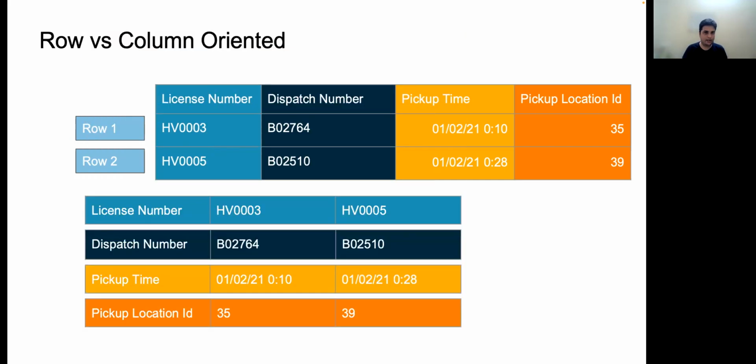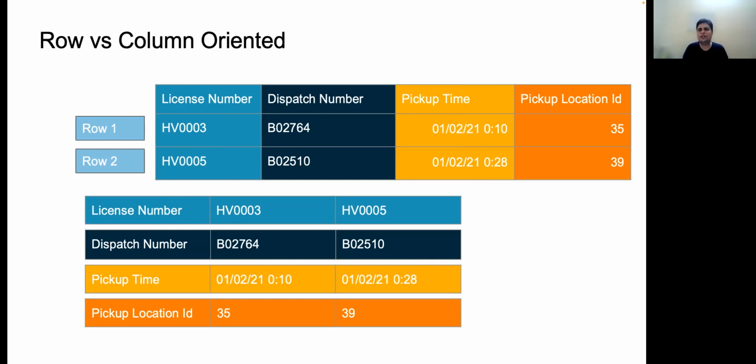What is column oriented? As the name indicates, we have flipped the equation. If you notice, no longer are we storing the rows together, rather we are storing the columns together. So license number is stored separately, dispatch number is stored separately, pickup time is stored separately. Yeah. So the column is stored continuously.